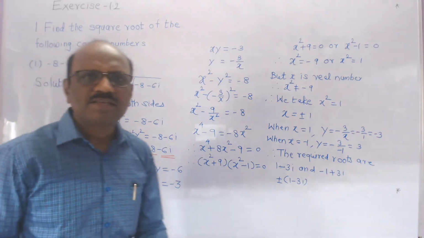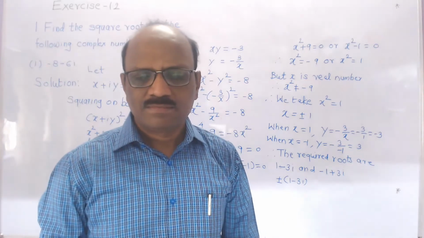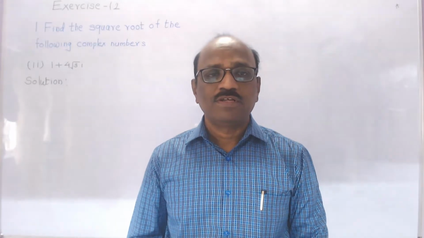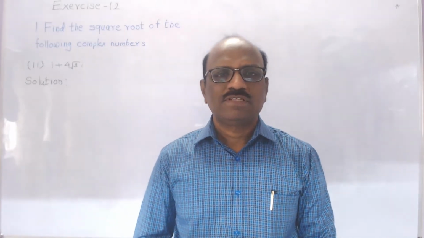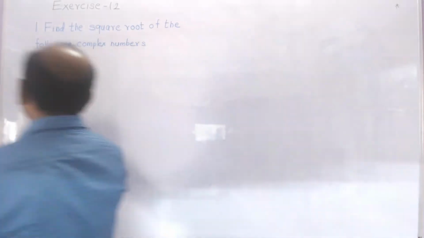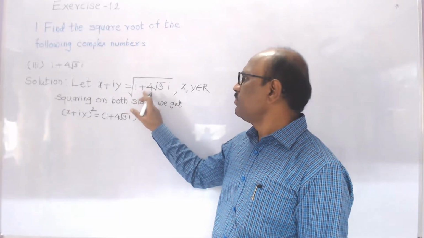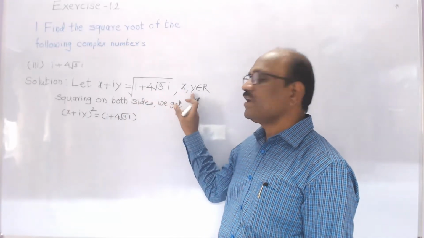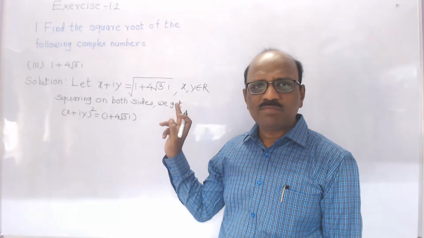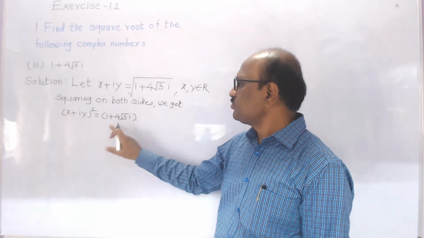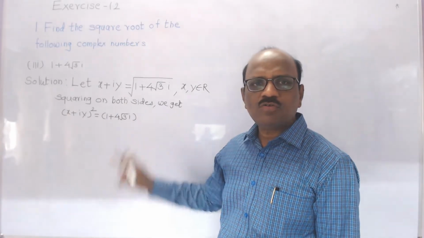Now, we'll take the next example. Now, next example is 1 plus 4 root 3i. We want to find out the square root of this complex number. This is the third one. Square root of 1 plus 4 root 3i is equals to x plus iy, where x and y belong to the set of real numbers. On squaring both sides, we get (x plus iy) whole square is equals to 1 plus 4 root 3i.